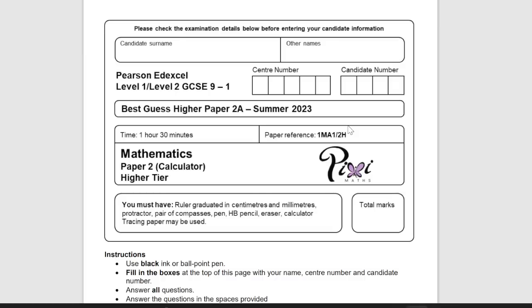So today we're looking at the Pixi, they're calling them best guess papers, they're predicted papers. They're based on paper 1 being sat. They've taken all the topics that occurred on paper 1 and made a prediction for what's going to appear on paper 2 and paper 3. They've done 2 sets of these papers. I did the foundation version earlier today. Really nice papers, really good. So we'll see how this one plays out.